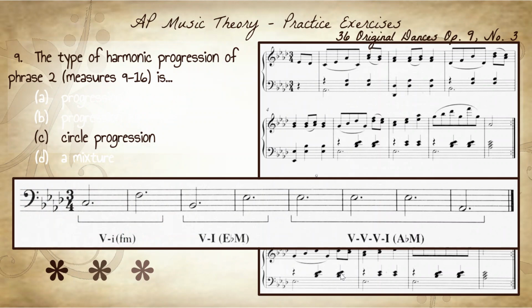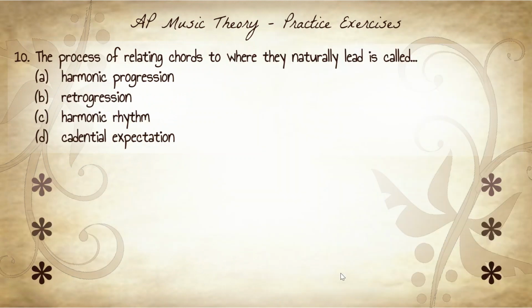If we look at the roots of each of the chords, the harmony is only changing once per measure. We see this outlined below. We have the dominant to the tonic, we have the dominant to the tonic, and we have dominant, dominant, dominant, tonic. We call this circle progression. Let's move on to the next question.